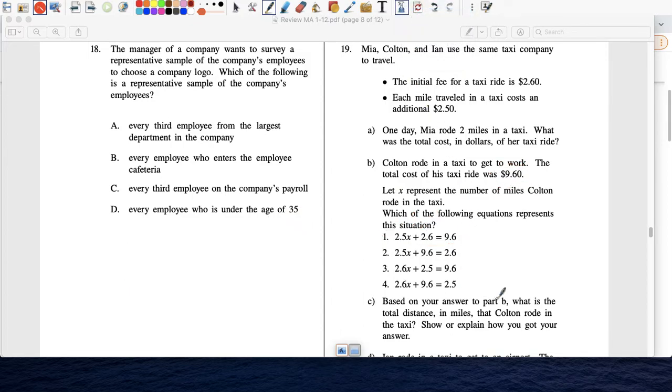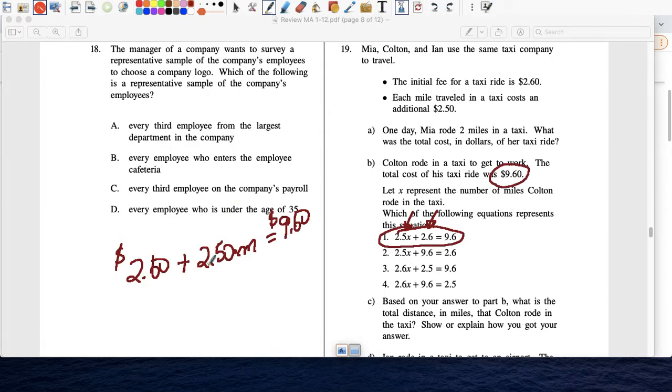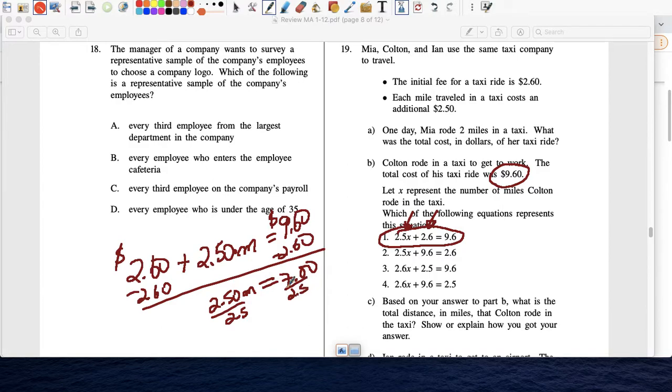C. Based on your answer to part B, what is the total distance in miles? So we actually have to solve it. We're going to subtract 2.60, and this is going to give me 7, equals 2.50x. Divide both sides by 2.50, and 7 divided by 2.5 equals 2.8. So the number of miles that he rode for was 2.8.